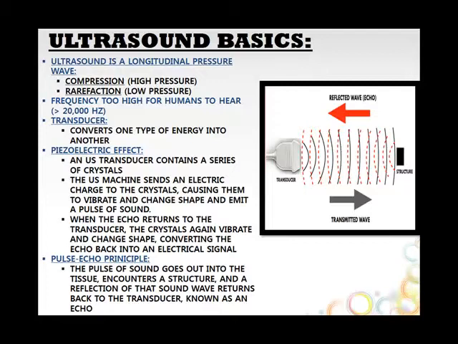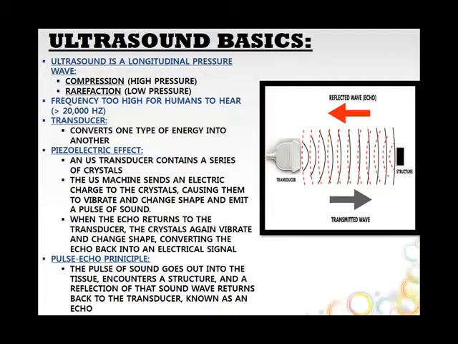So the ultrasound machine, you have this wire coming out of the end of your transducer. The ultrasound machine sends an electrical current down that wire, and it hits these crystals, and it causes the crystals to vibrate and change shape, which causes the crystal to emit a sound wave. The sound wave goes into the tissue, bounces off a structure, and then comes back to the transducer.